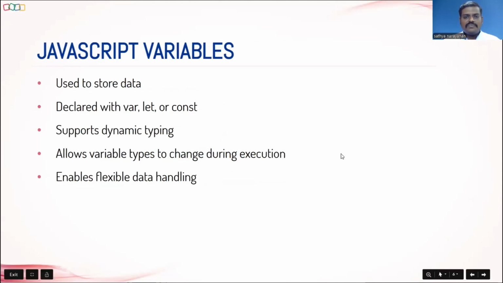JavaScript variables are used to store data. They are declared with the keywords var, let or const. JavaScript supports dynamic typing. It allows variable types to change during execution, which enables flexible data handling.